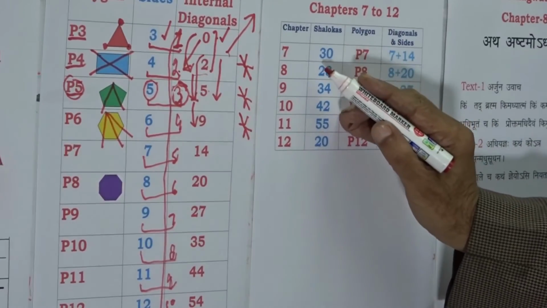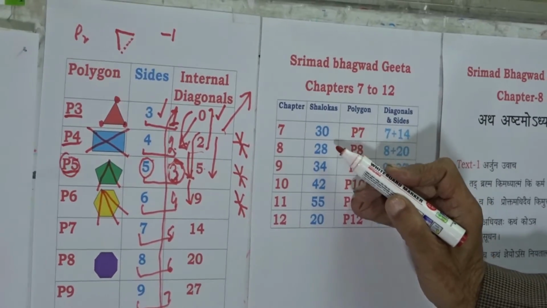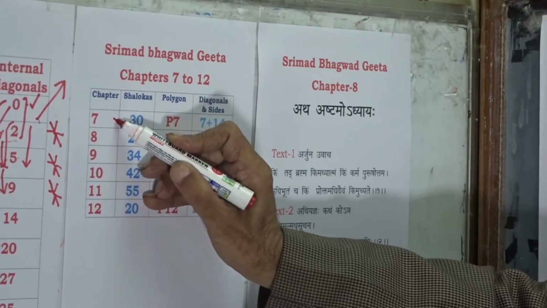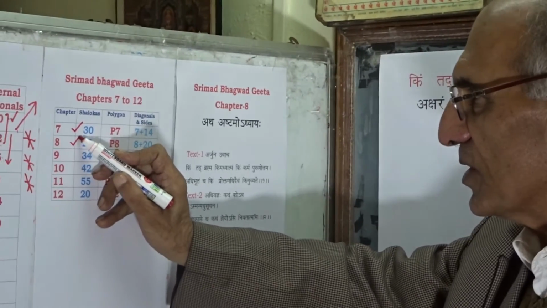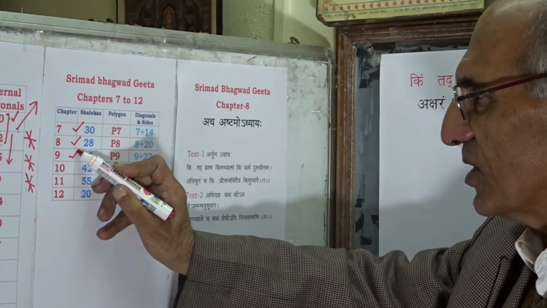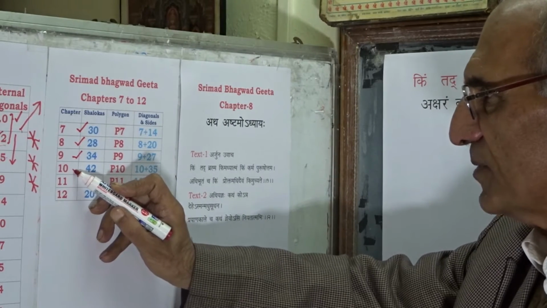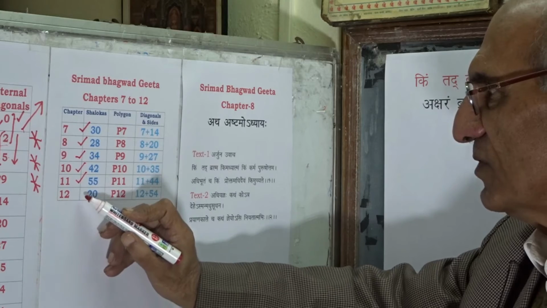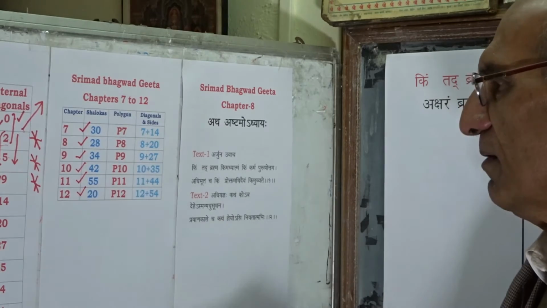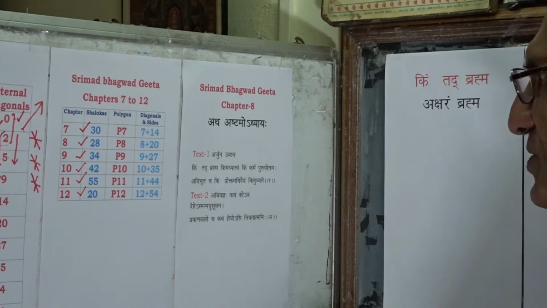Chapter 7 of Srimad Bhagwad Gita is having 30 shlokas range. Chapter 8 is of 28 shlokas range. Chapter 9 is of 34 shlokas range. Chapter 10 is of 42 shlokas range. Chapter 11 is of 55 shlokas range. And chapter 12 is of 20 shlokas range.